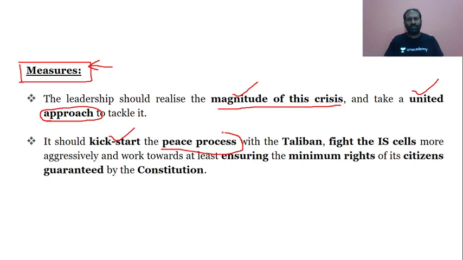This is very important because it is not just what you say, coming together and then giving a tough fight to the Taliban. No, if you go ahead with the tit for tat with the Taliban, then it would again be an erupting cause of concern. Thereby they have to initiate a peace process, wherein this process will make sure the peace process with the Taliban lets them fight the ISIS cells more aggressively. Thereby it will at least ensure minimum rights to the citizens guaranteed by the constitution.